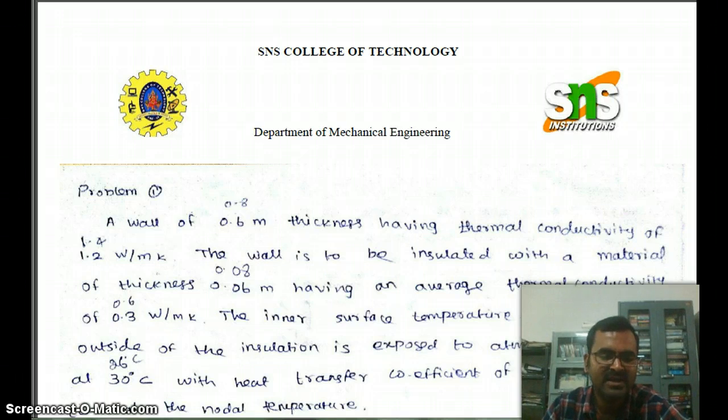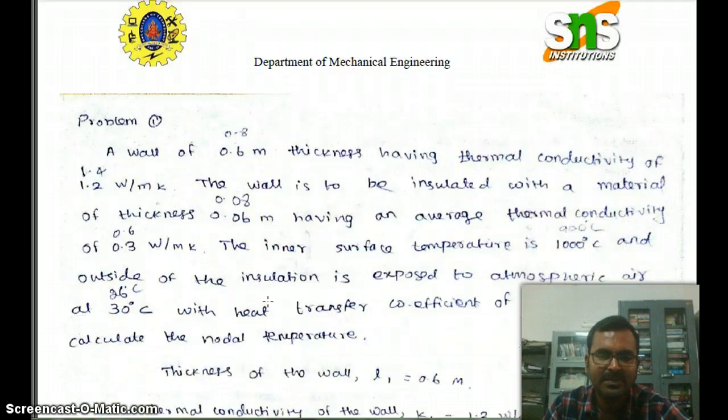In my previous session, I already discussed the finite element formulation and basic heat transfer. Today, I am going to solve one heat transfer problem. The problem: a wall has 0.6 meter thickness, having thermal conductivity of 1.2 watt per meter Kelvin.